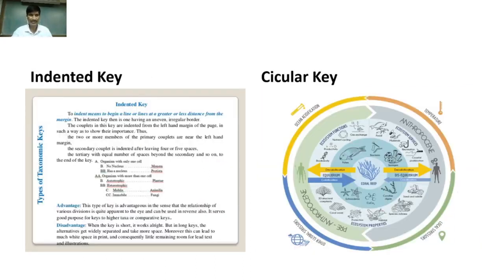Then the indented key. The indented key here is very simple. The indented key means beginning each line at a greater or lesser distance from the margin. We take one example here. The organism contains a nucleus or no nucleus, that is, the nucleus is present or absent, and that is the first indentation, the nucleus. Then the organism has one cell or more cells.